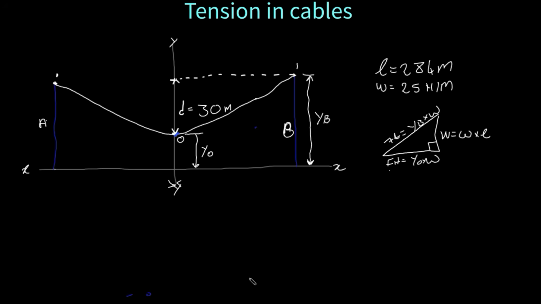And one thing I forgot to mention is that this FH, as you can see, is given by YO times w, small letter w. This FH is going to be the same at each and every point of the cable. Anywhere in the cable, the horizontal component or the horizontal tension is going to be the same. And then FT will be controlled by the distance of the support or the height of the support.